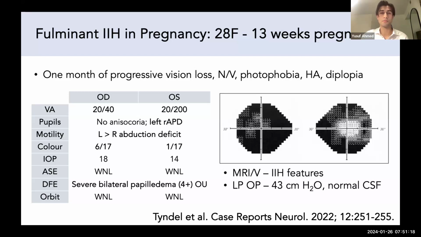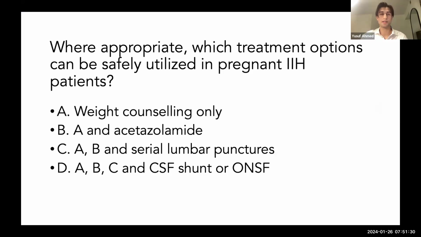This permutation of our case is a primer that we'll get into in the next slides on management of severe fulminant IIH in pregnancy. So let's get our first poll question up. I have it here on the slide, but Amandeep, if you don't mind, I'll be reading the question out. Where appropriate, which treatment options can be safely utilized in pregnant IIH patients? Weight counseling alone, weight counseling and acetazolamide, the first two options and serial lumbar punctures, or all of the above, including CSF shunt or optic nerve sheath fenestration.